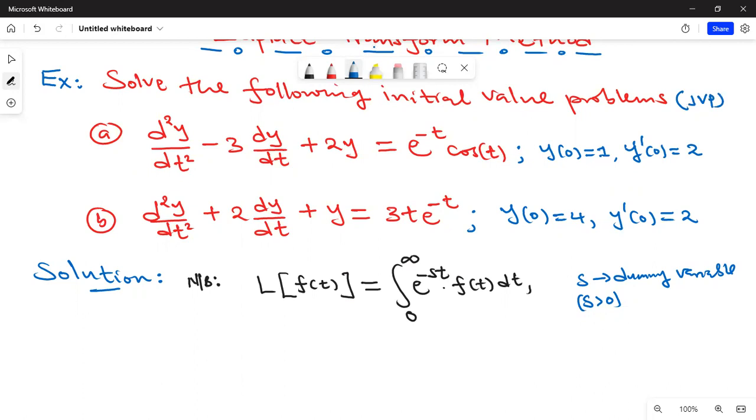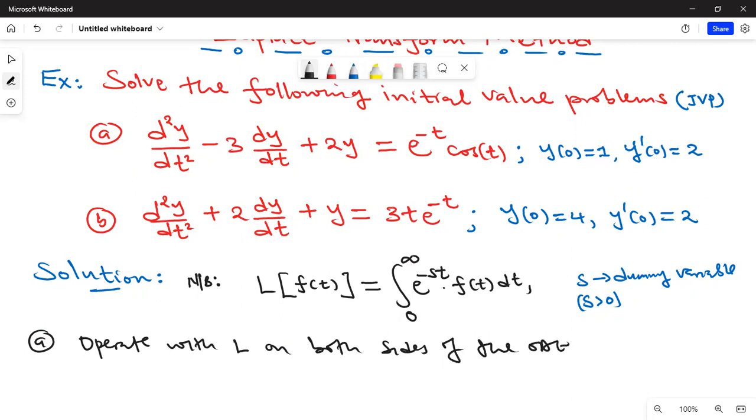So having discussed such basic concepts, let's now look at part A. There are very few steps involved in solving such kind of a problem. The first step is to operate with L on both sides of the ODE. That should be step 1. So I can write here step 1. Operate with L on both sides of the given ODE.